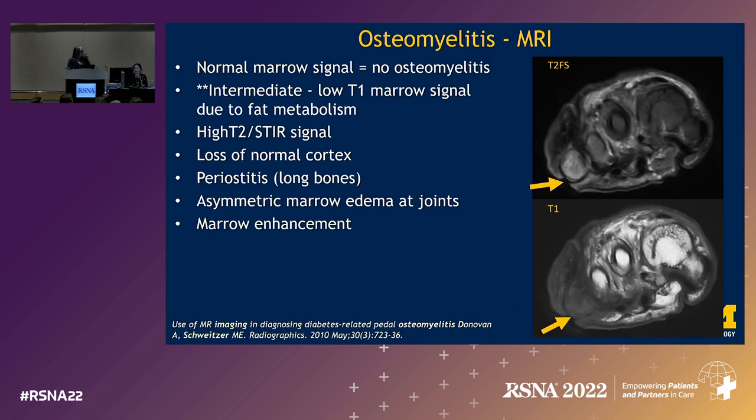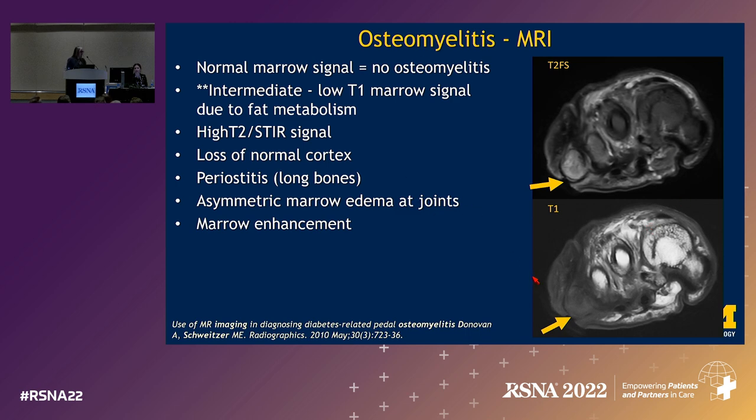On MRI, we should remember that normal marrow signal equals no osteomyelitis. If we have normal T1 and normal T2 signal, we don't have to worry about osteomyelitis. Now, intermediate to low T1 marrow signal due to fat metabolism should be suspicious for osteomyelitis, and we also see high T2 and STIR signal. Again, loss of the normal cortex, periostitis, asymmetric bone marrow edema at the joints, as well as marrow enhancement.